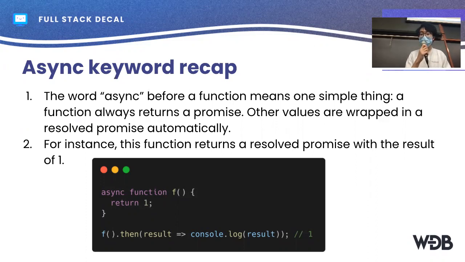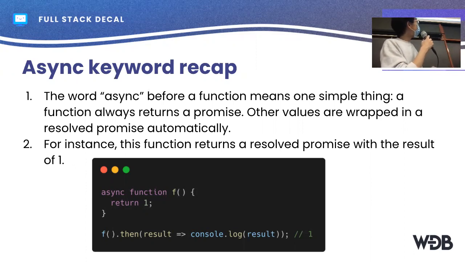Essentially, as a quick recap, the word async before a function means one simple thing: the function always returns a promise. If a function is without the async keyword, it will just return its normal value. And other values are wrapped in a resolved promise automatically. For instance, in the code snippet below, for function f, there is an async keyword in front of the function keyword. By including it, when we call the function, it will not just return a 1, but a promise that, if resolved, will be equal to 1.